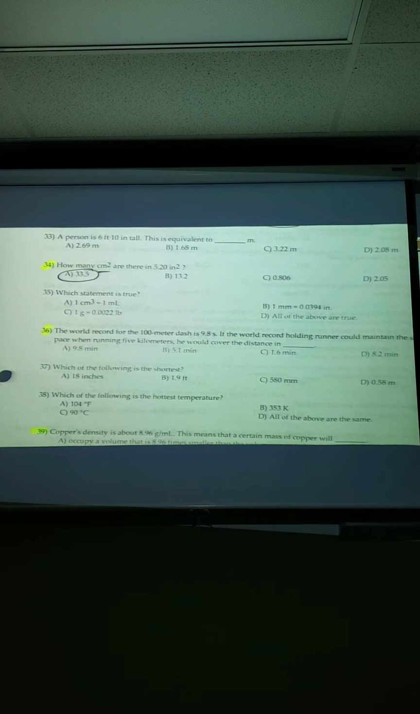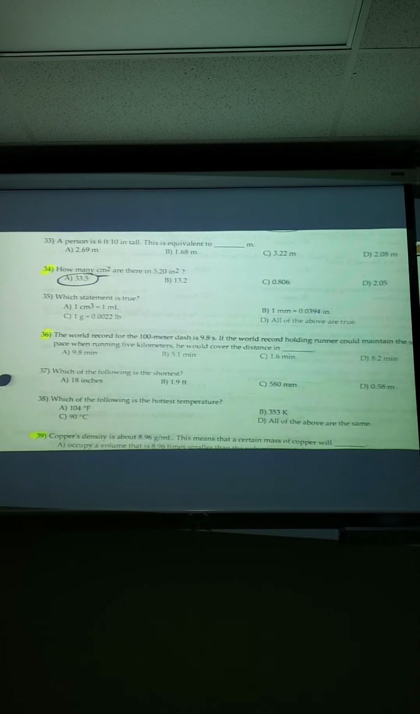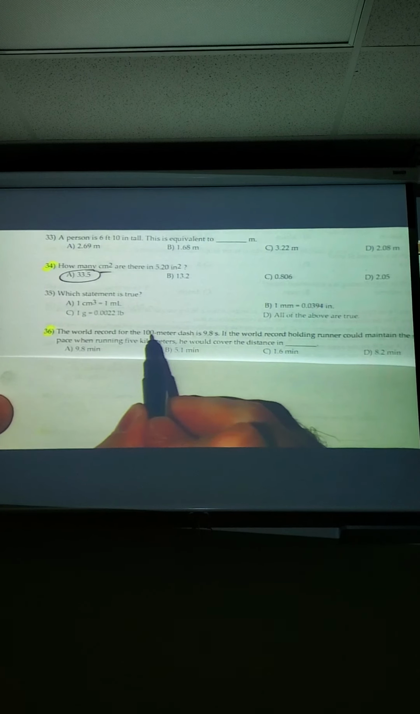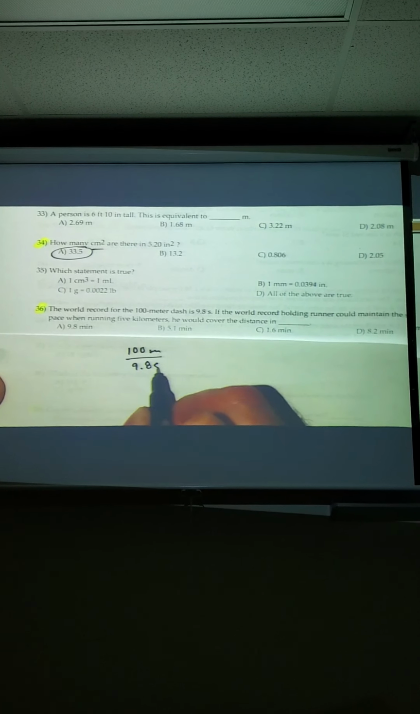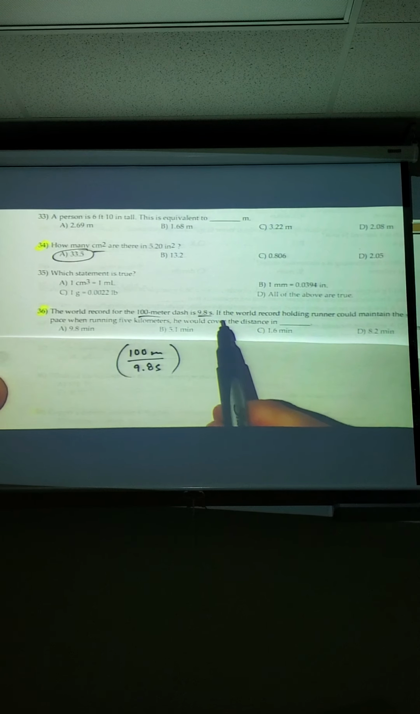Number 36, 100 meter dash in 9.8 seconds, that's our conversion. So notice this is a number to another number. So 100 meters per 9.8 seconds is a conversion. It's just hiding in the problem right here. If the world record holder runner could maintain that same pace for 5 kilos, good luck with that, what distance would they cover? So we started with 5 kilometers and we want minutes. So what's important about this is to realize that minutes is the answer, so seconds needs to be on the top. That's the only way your time is going to be maintained as the final unit.